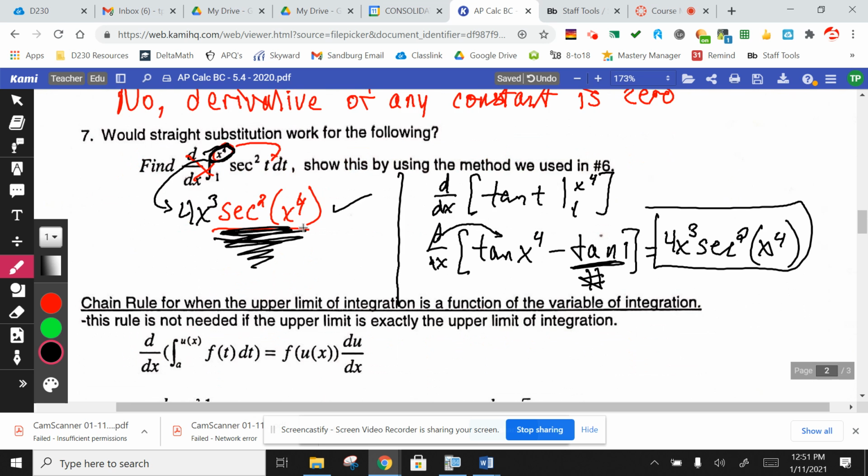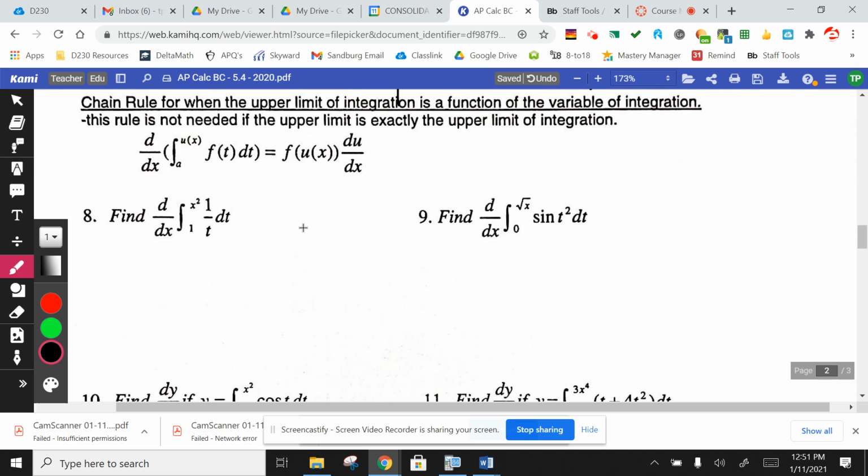So real quick, for number 8, all this is saying is these are going to cancel. We are going to take the x squared and plug it in for our t. So we do get a 1 over x squared, just like we did on the front page. But now what this is also saying is we would have had to multiply by the derivative of x squared, which would be 2x.